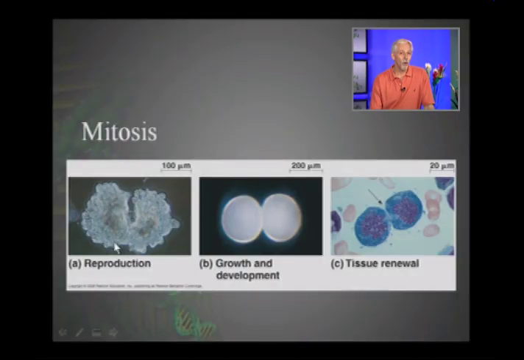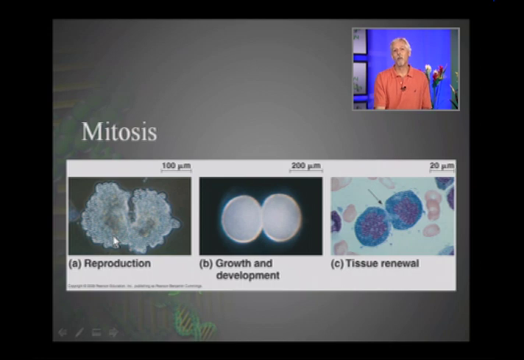All right, so when we look at mitosis, mitosis has certain functions in nature. One of the functions is reproduction. If you're a one-celled organism and you go from one cell to two cells, you've just doubled the number of organisms. That would be an example of a type of reproduction, and that's known as asexual reproduction.